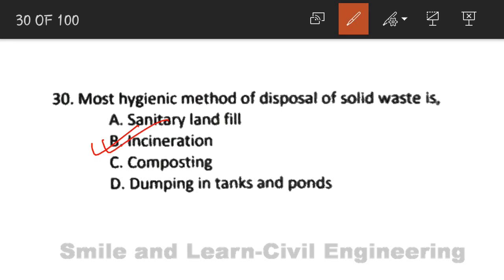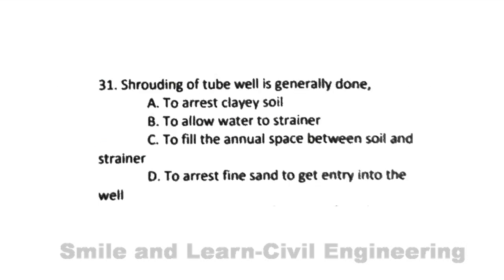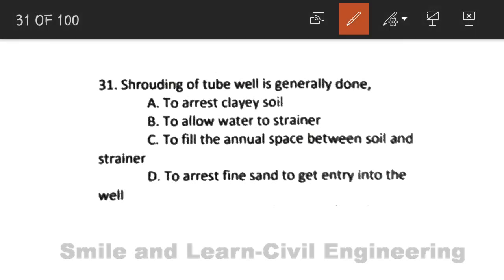Option B is the correct answer. Next question, shrouding of tubewell is generally done. So why is shrouding done? Shrouding is done in order to arrest fine sand from entering the well. Actually it arrests the sand and paves the way for the water to pass through the strainer, and when we pump out from the well we get clear water.